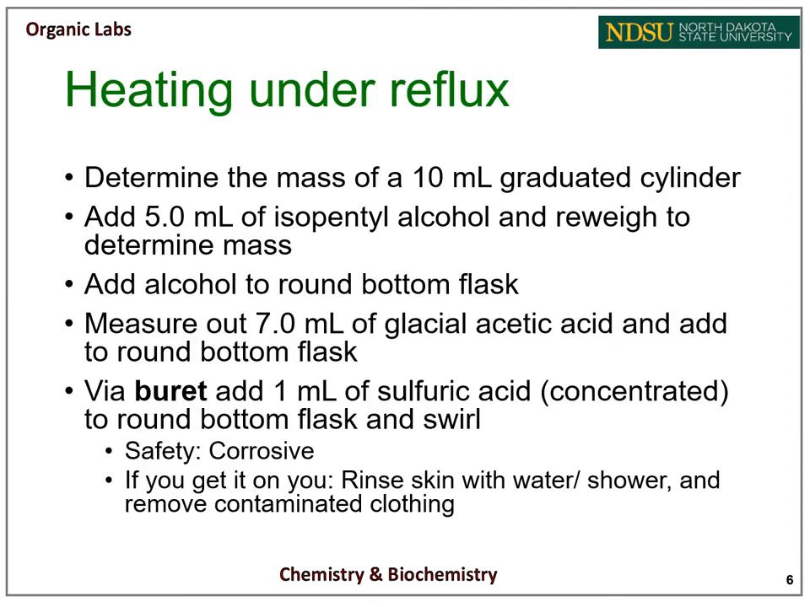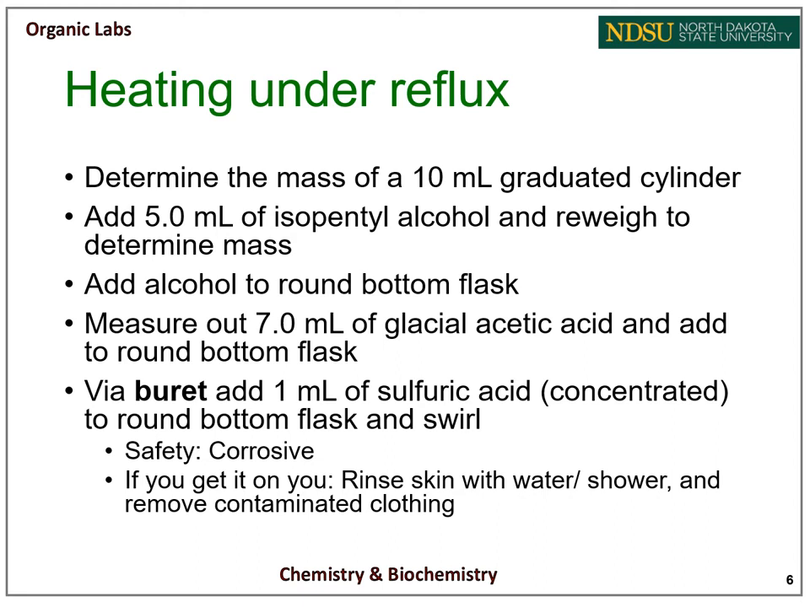After you set up the reflux apparatus, you will need to heat the reaction under reflux. First, determine the mass of a 10 milliliter graduated cylinder. Then add 5 milliliters of isopentyl alcohol and reweigh to determine the mass. Next, add alcohol to the round bottom flask. Then measure out 7 milliliters of glacial acetic acid and add that to the round bottom. Glacial acetic acid is in excess here, following Le Chatelier's principle.